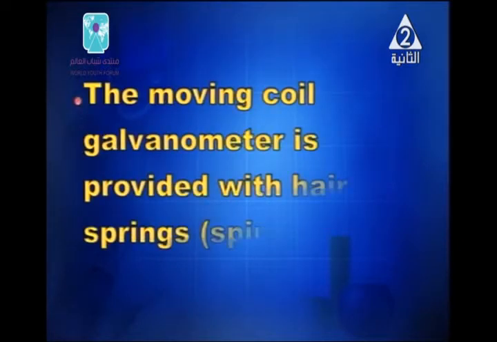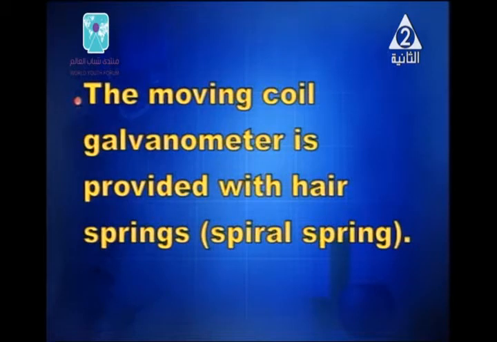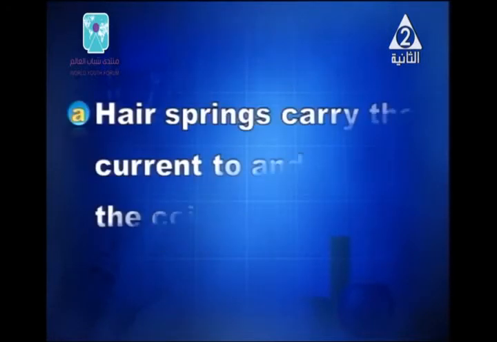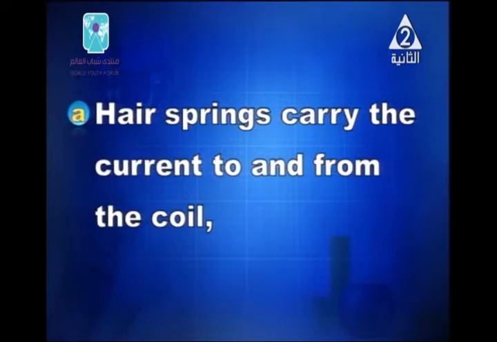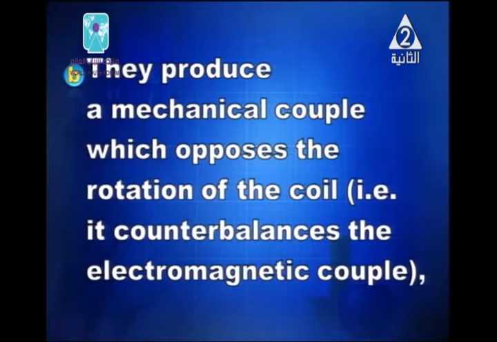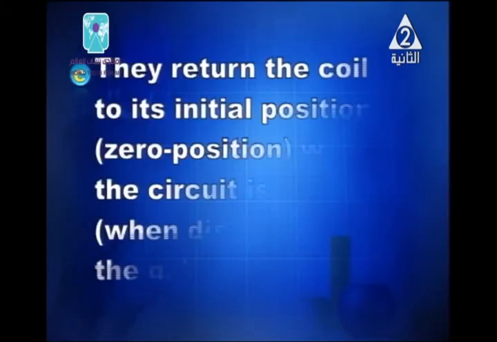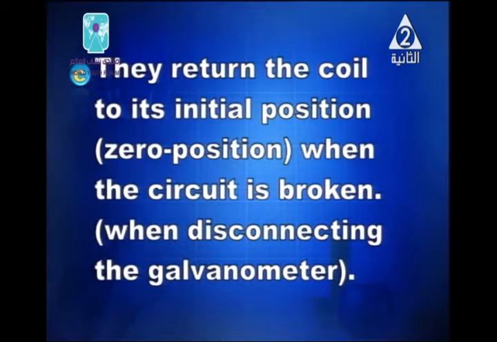Another give reason: the moving coil galvanometer is provided with hair springs, hair coils. As a matter of fact, it asks for the function of the spiral springs found in the moving coil galvanometer. Yes, hair springs carry the current to and from the coil. They produce a mechanical couple which opposes the rotation of the coil. That's to say, it counterbalances the electromagnetic couple. Hair springs return the coil to its initial position, to its 0 position, when the circuit is broken, when disconnecting the galvanometer.